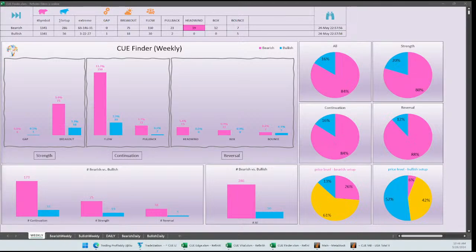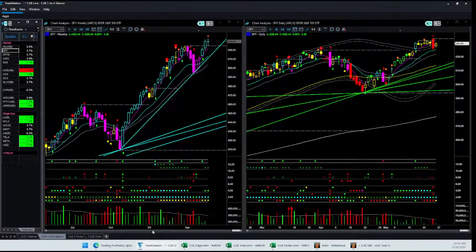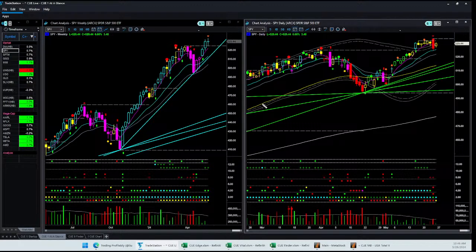Now let's look at the market ETFs. We haven't looked at that yet. The external view, SPY, S&P 500 ETF.